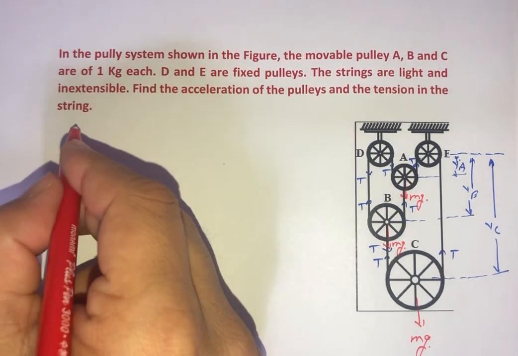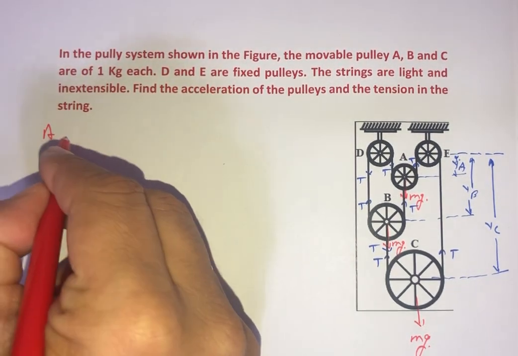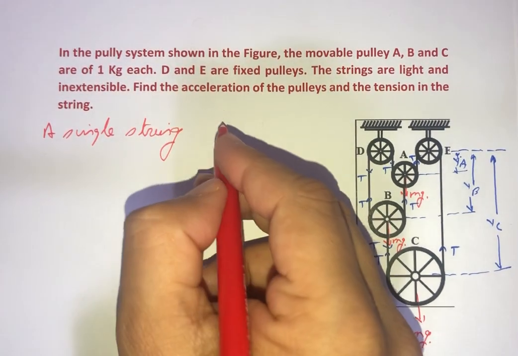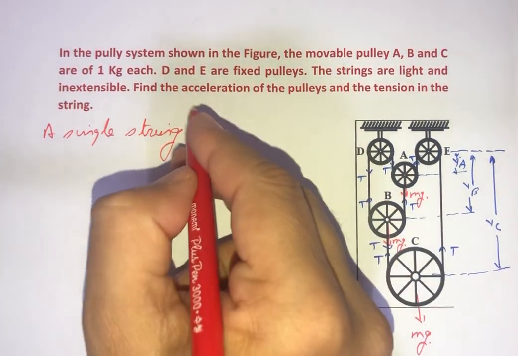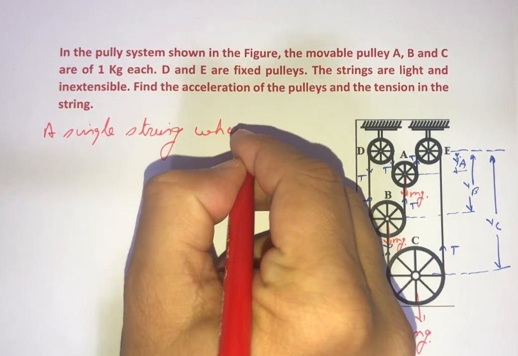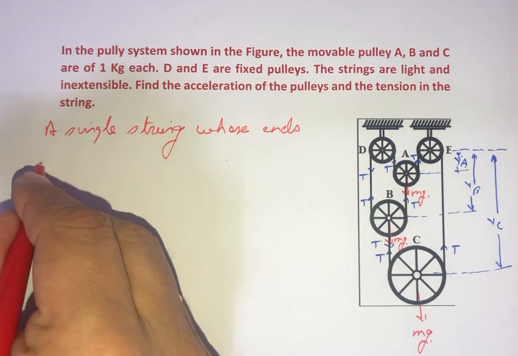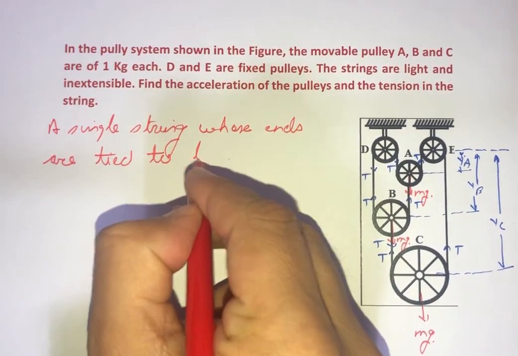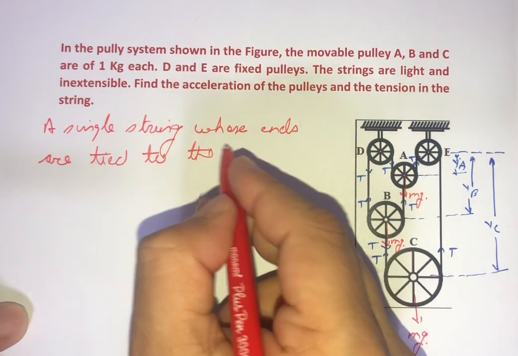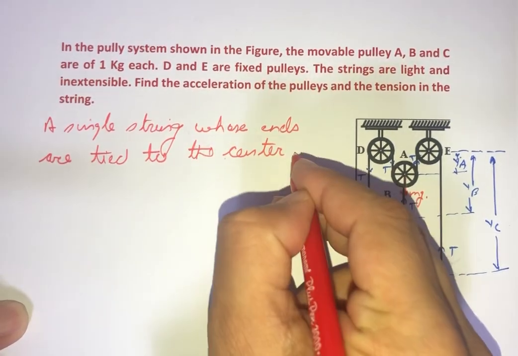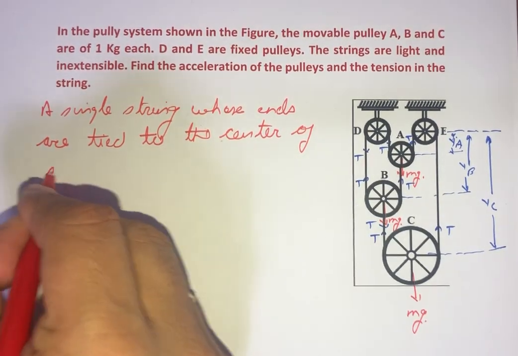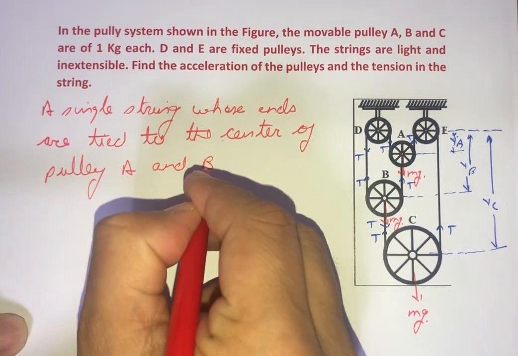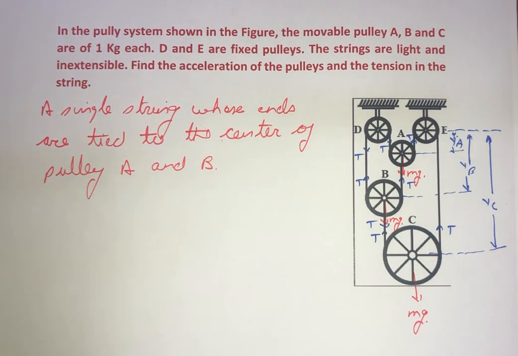So we can write that a single string whose ends are tied to the centers of pulleys A and B.